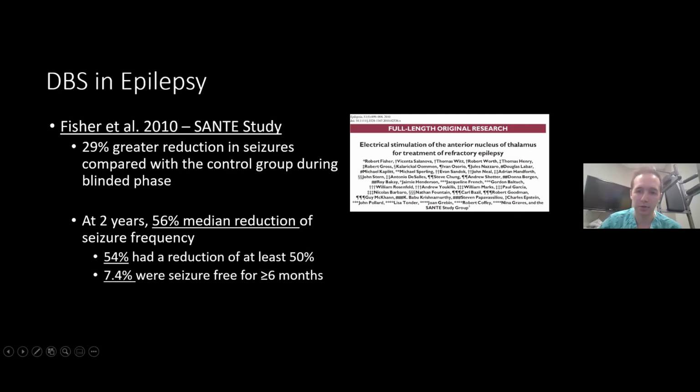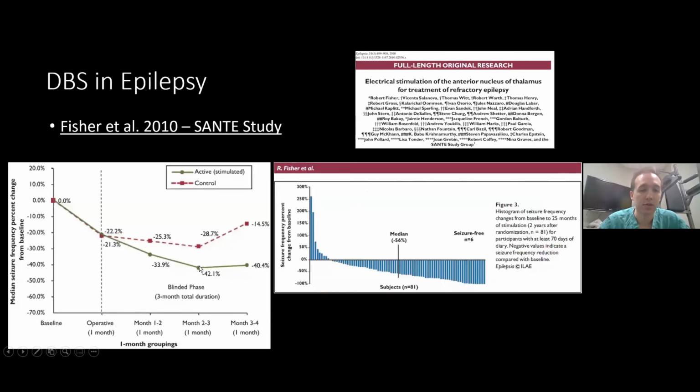They're not candidates for surgery. They've got multiple seizure foci. These are basically palliative procedures. And then even 7.5% of patients were seizure free at 6 months, or for greater than 6 months, excuse me. So good results. And you can see here graphically, you look at the two groups.